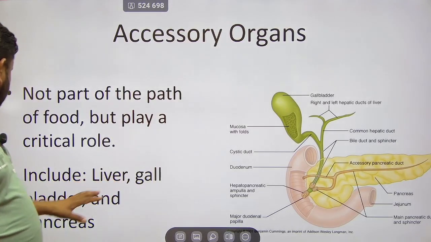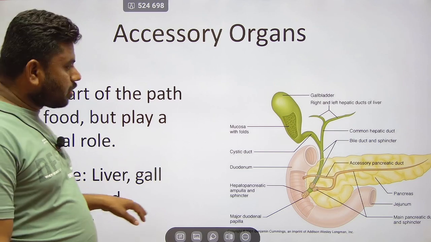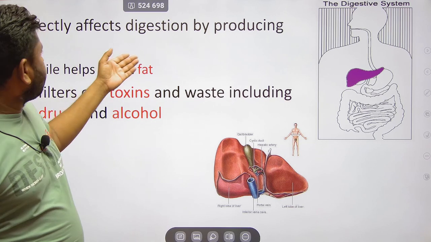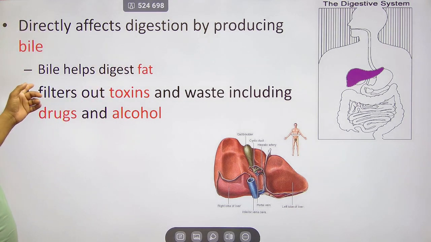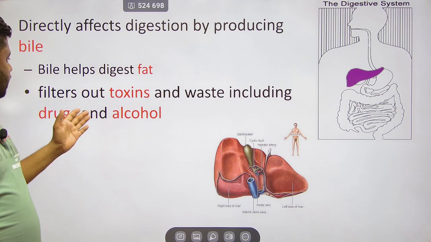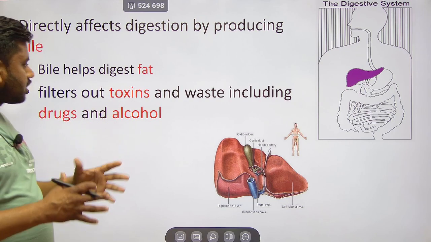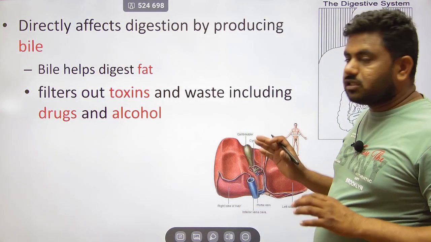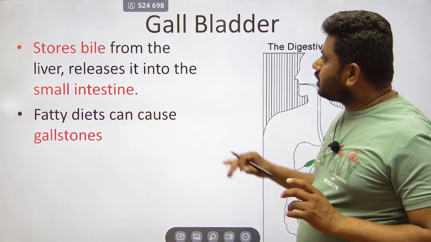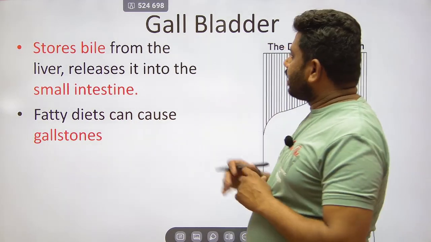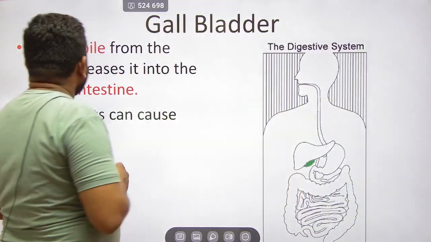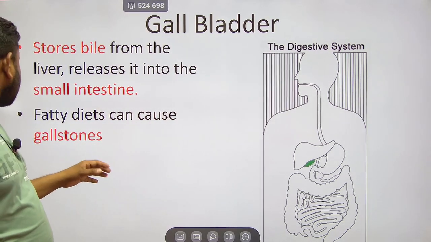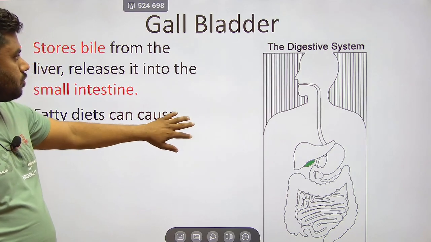See, this includes the liver, gallbladder and the pancreas, which also take part in the digestion process. The liver directly affects digestion by producing bile. Bile helps digest fat, and filters out toxins and waste including drugs and alcohol. These all happen because of the bile, and bile is also important for the proper digestion of our food. Now the gallbladder, see, this is the gallbladder and it stores the bile from the liver and releases it into the small intestine. Fatty diets can cause gallstones also.